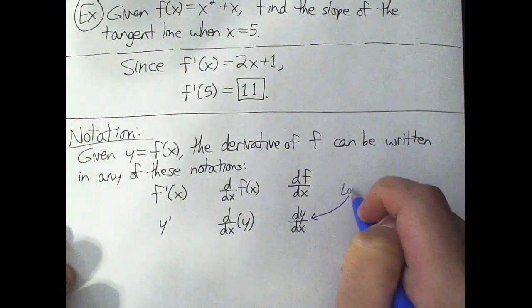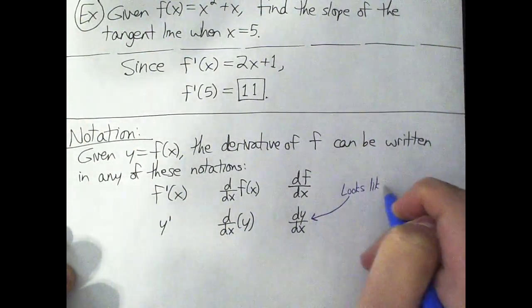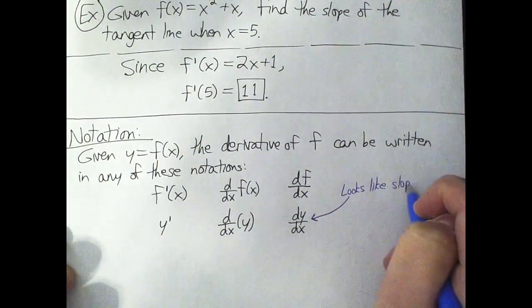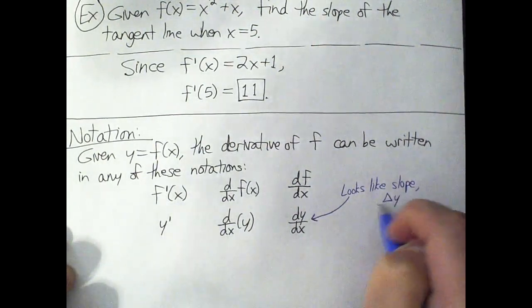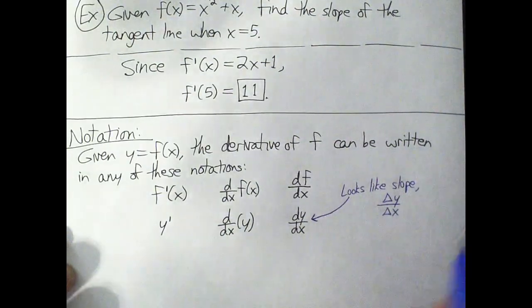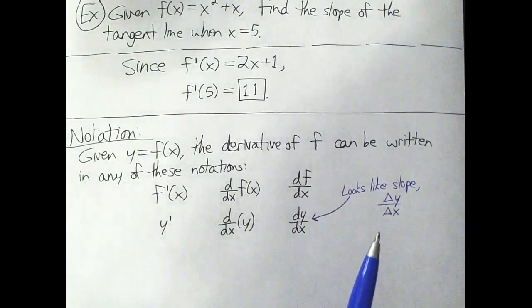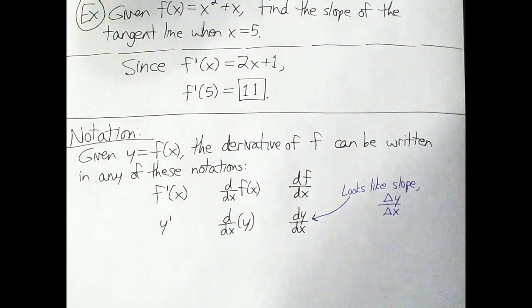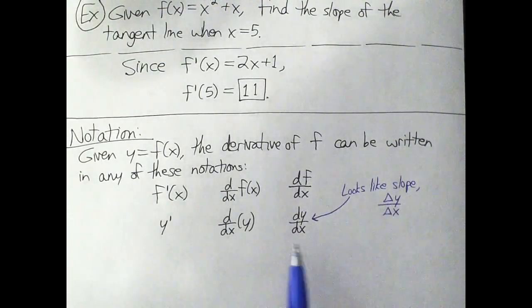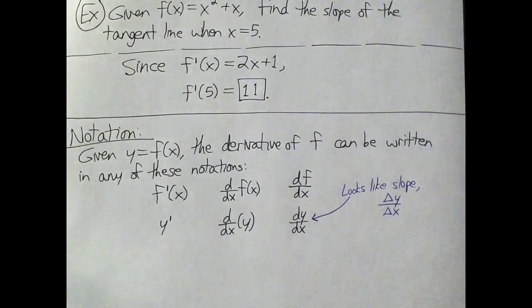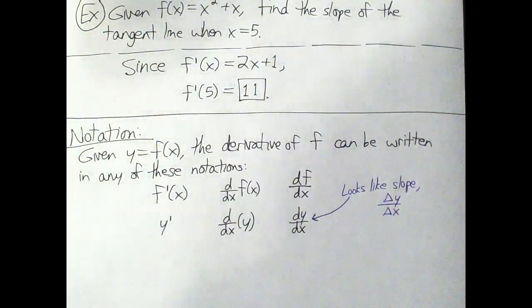The other thing that I wanted to say about this, in particular this last one, is that it looks a little bit like slope. Remember, slope was like the change in y over the change in x, which I said was often represented with the triangle, which is the Greek letter delta. Delta y over delta x. Now we're saying dy over dx. It's not just a coincidence that that looks like slope. It looks like slope because it is the slope of the tangent line.